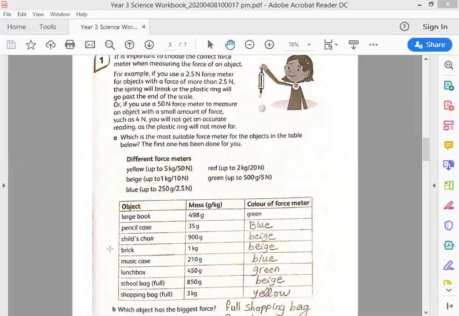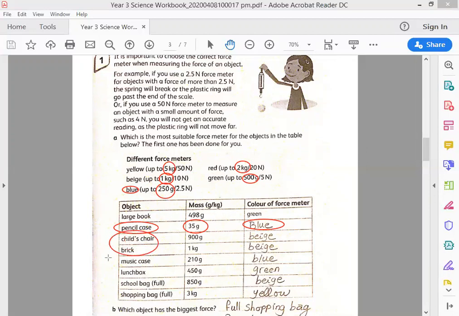Okay, the next one, pencil case. The pencil case, he told you that it's only 35 grams. What do you think? Which one will be suitable for measuring this mass? Do you think the yellow one of the 5 kilograms, or the beige one of the 1 kilogram, or the blue one of 250 grams, or the red one of the 2 kilograms, or the green one for 500 grams? Yes, of course it will be the blue one, because the blue one holds up to 250 grams, which is suitable for 35 grams.